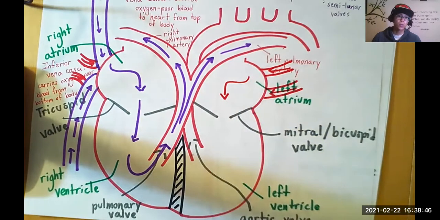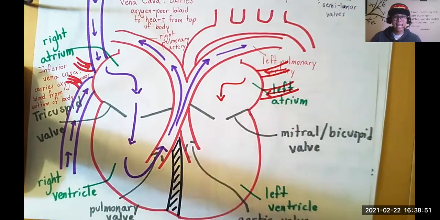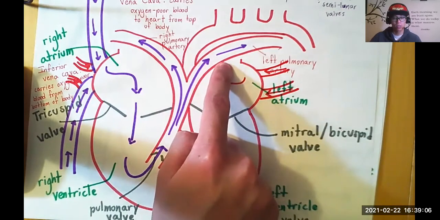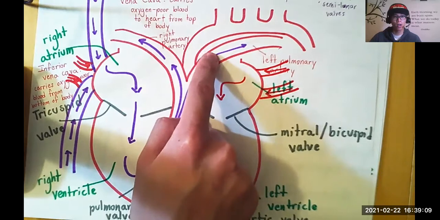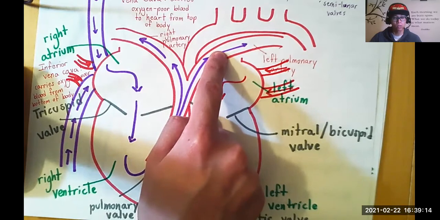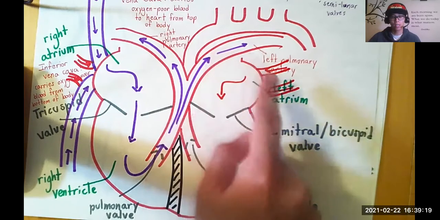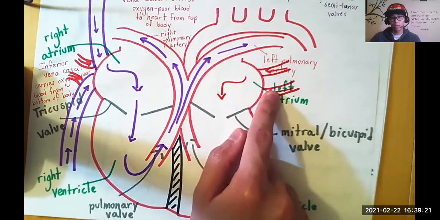Okay, here's another trick. 99.9% of arteries carry oxygen-rich blood. But the only arteries of the body that carry oxygen-poor blood are the pulmonary arteries. Do you see? Most arteries of the body carry oxygen-rich. The pulmonary arteries do not. They carry oxygen-poor.